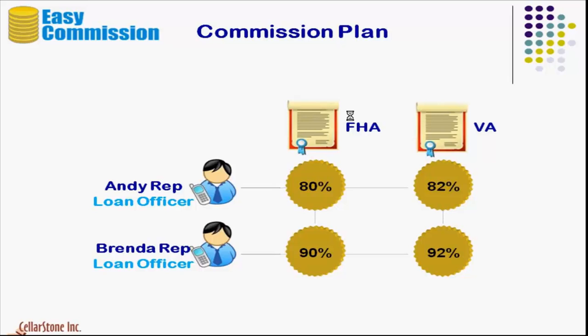Using this system, we can also pay other types of plans. For example, we can pay a loan processor $100 for every file he worked on. The loan manager can get credit for their office or their subordinates, but they can be paid as basis points on loan amount.